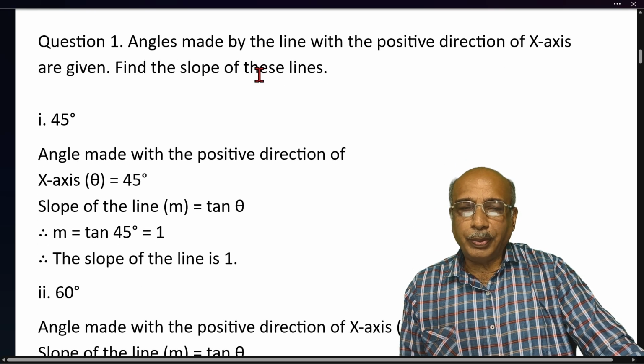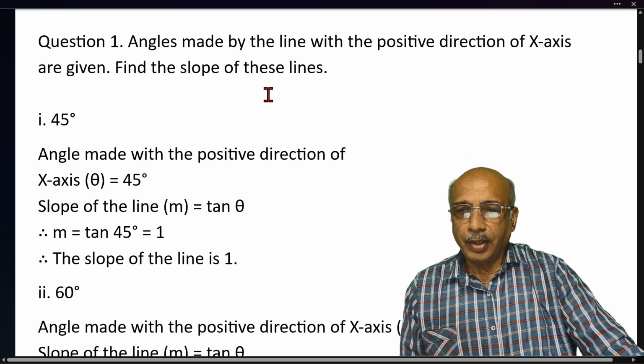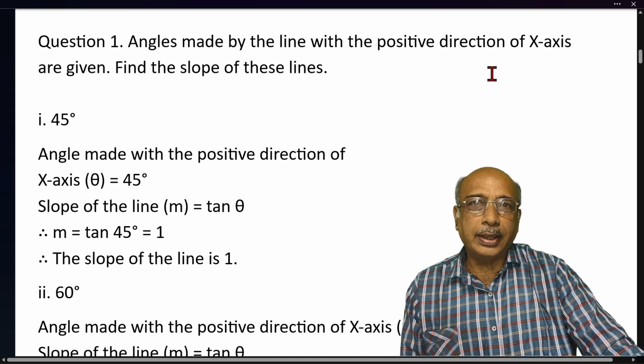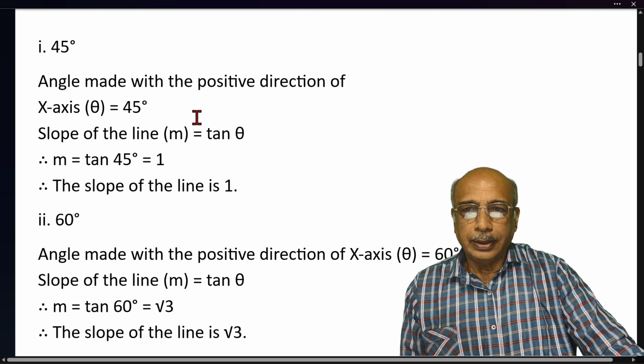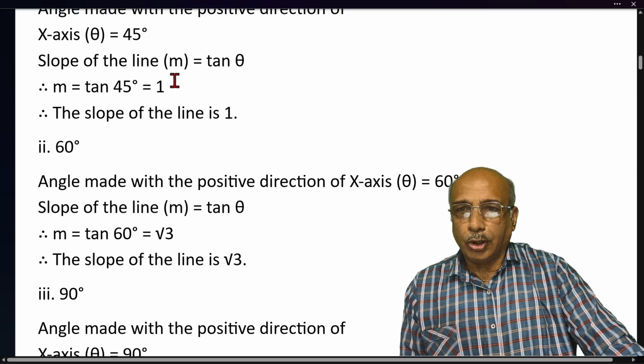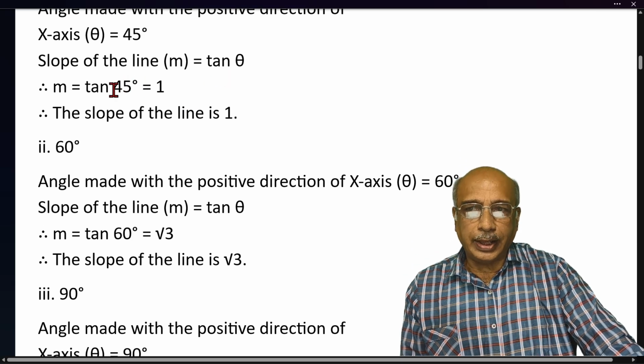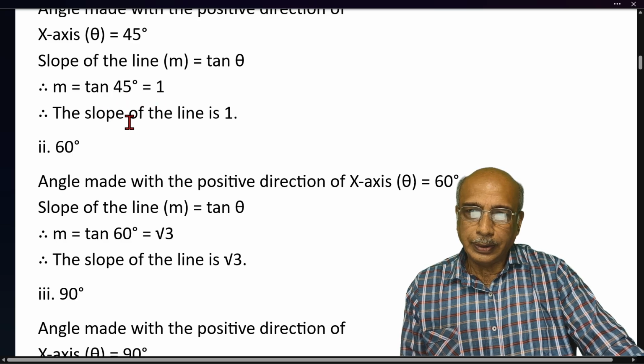Now we will start with the exercise. First question. Angles made by the line with the positive direction of x-axis are given. Find the slope of these lines. 45 degree. So, slope of the line m equals tan theta. So, m equals tan 45. Value of tan 45 equals 1. Therefore, the slope of the line is 1.